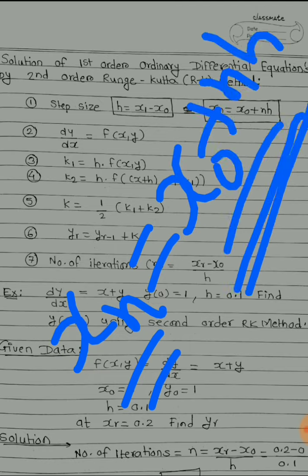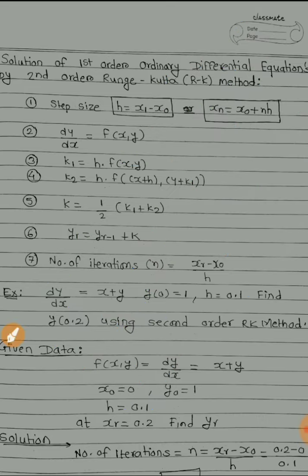a generalized formula. This formula is also used in several other methods such as Euler's method. So new value of x, that is xn, is equals to initial value of x, x0 plus n into h, where h is step size and n is number of iterations those are required.